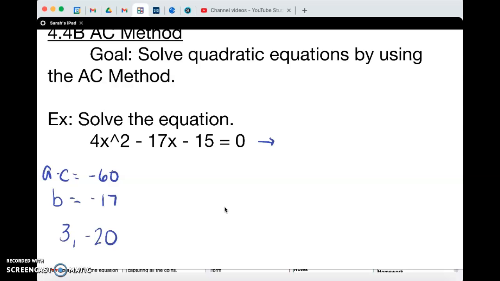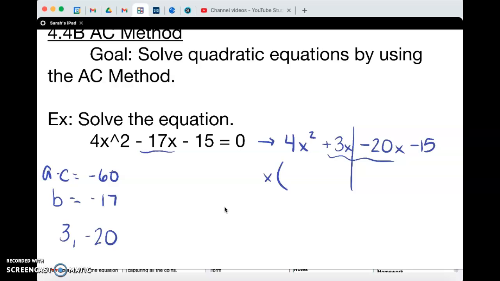It would be 4x squared minus 20x plus 3x minus 15. Right. So we just rewrote the middle term with the factors, or cut it in half. What can we take out of 4x squared and 3x? And x. Can I take out a number? Nope. Nothing goes into 4 and 3 except 1.